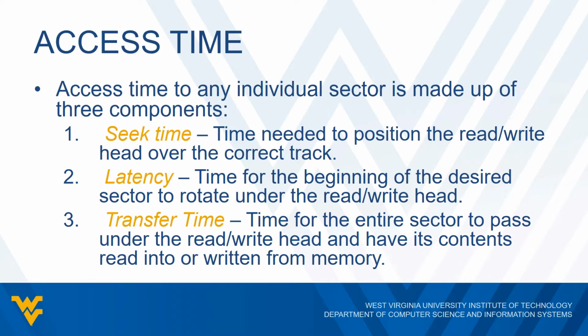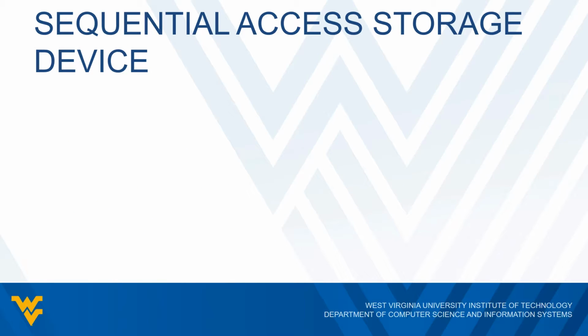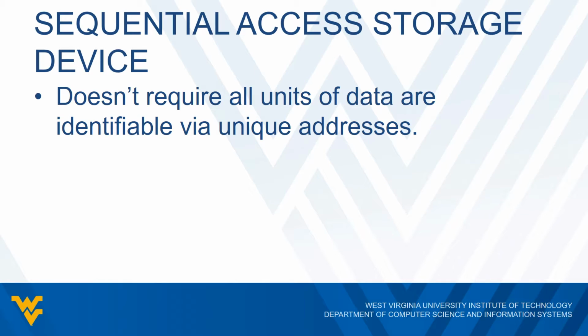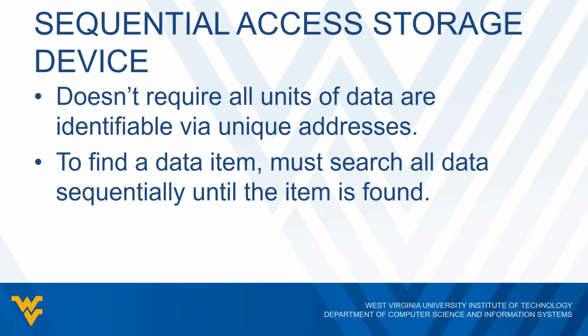Now, these values are going to depend on the specific sector that's being accessed and the current position of the read-write head. The second type of mass storage device uses the old access technique that we call sequential access. So a sequential access storage device, or SASD, does not require that all units of data be identifiable using a unique address. So to find any given data item, we must search through all the data sequentially.